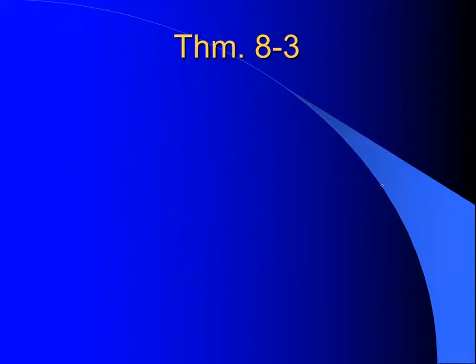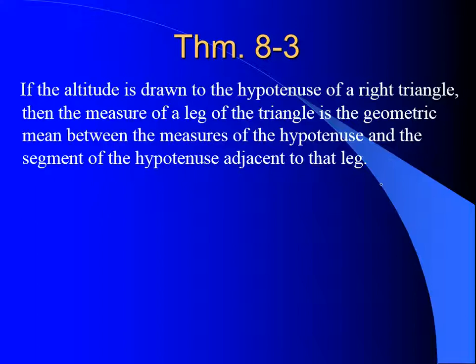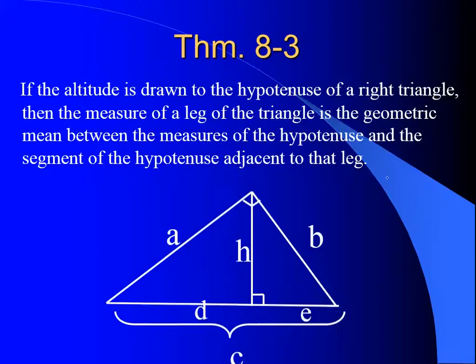Third theorem. If the altitude is drawn to the hypotenuse of a right triangle, then the measure of a leg of the triangle is the geometric mean between the measures of the hypotenuse and the segment of the hypotenuse adjacent to that leg. Blah, blah, blah. I bet I sounded like Charlie Brown's teacher. Here's what it means.